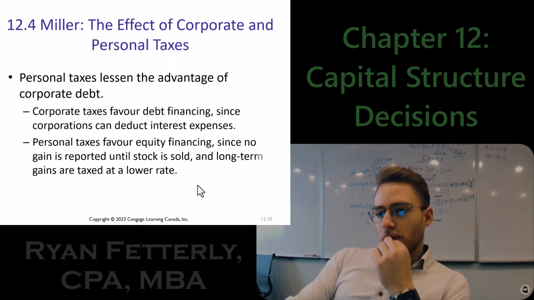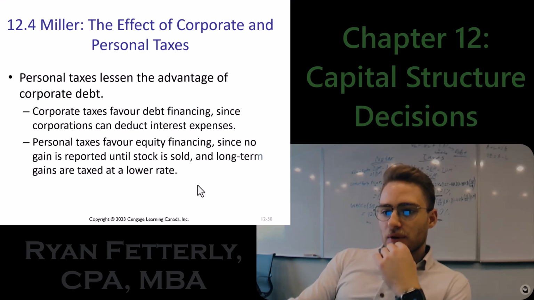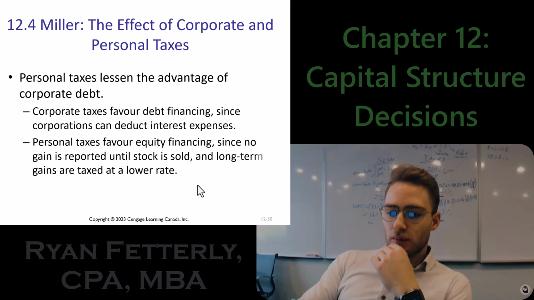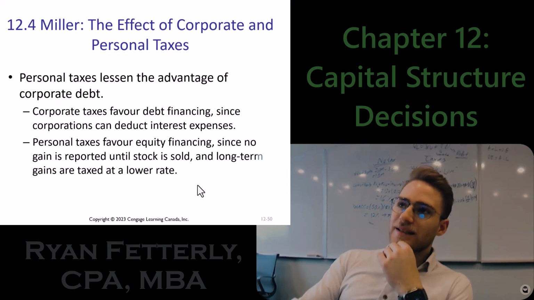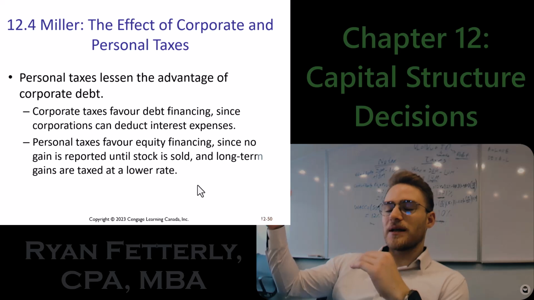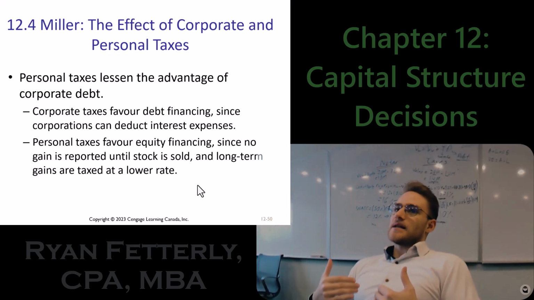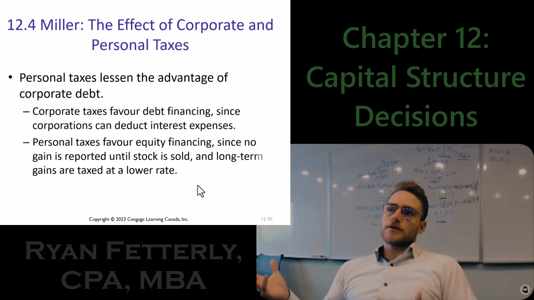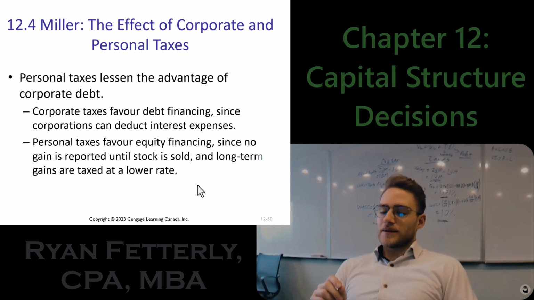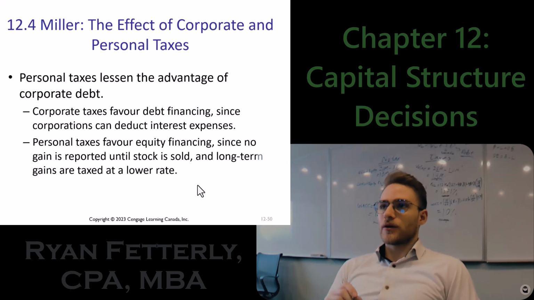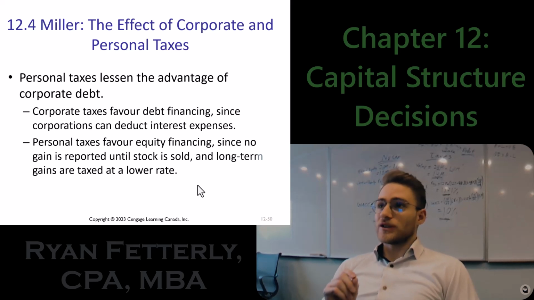So the effect of corporate and personal taxes lessen the advantage of corporate debt, right? And this is going even a step beyond, because now we're stepping outside of the company and looking at the individual preferences of our shareholders, right? There is danger in this because it assumes that all shareholder preferences are the same, which is not the case.